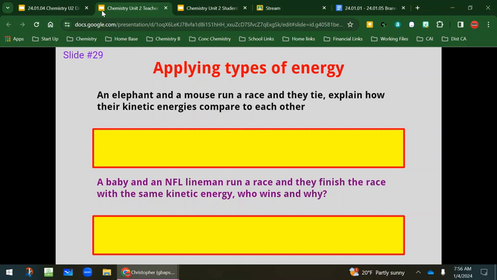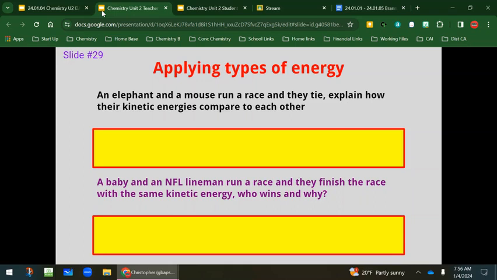Well, that makes up for speed, velocity, and mass. So what is definitely different about these two? Mass. Which one is bigger? The NFL lineman. Might be a big baby. Now think about this.